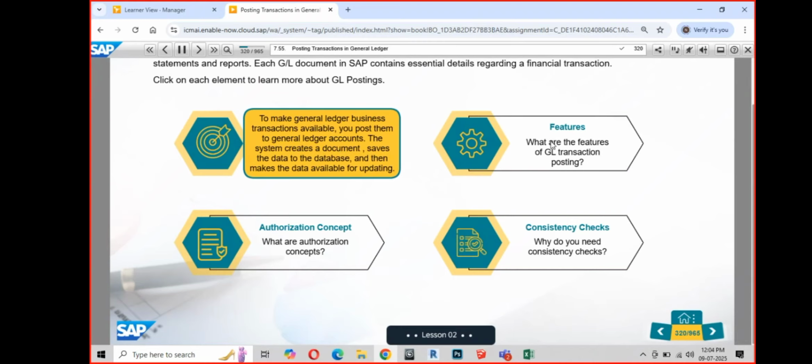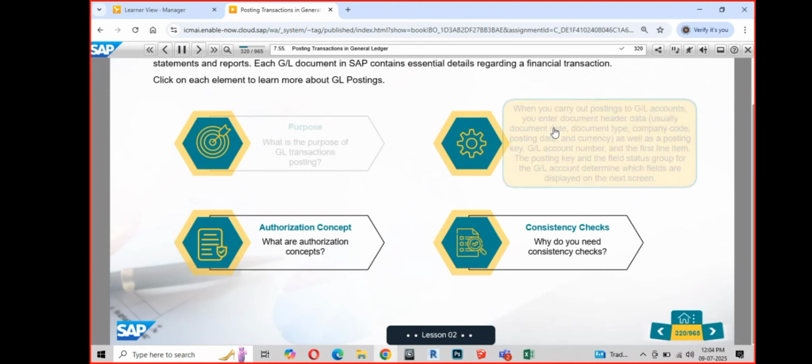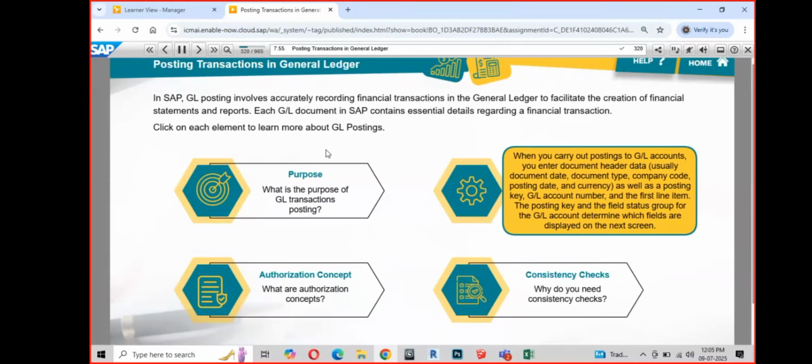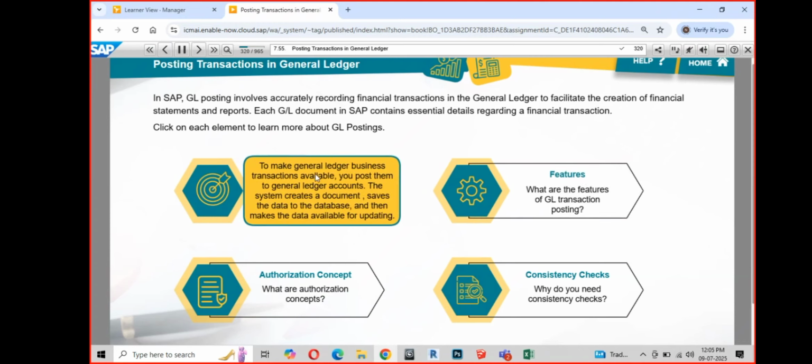So what was the purpose of entering the general ledger transactions? It says click on each element to learn more about these particular items, to make general ledger business transactions available. Obviously, you need to enter your business transactions, right?